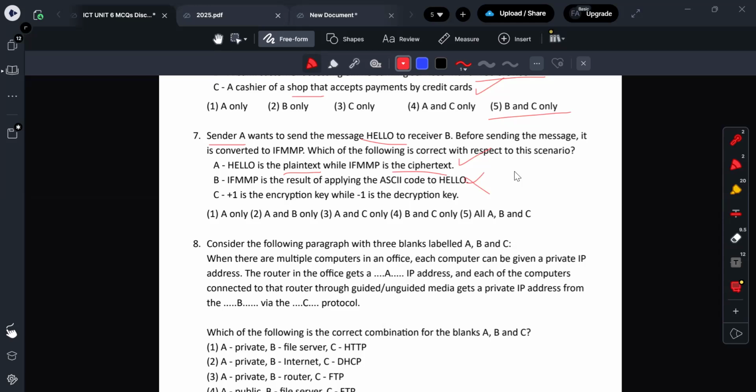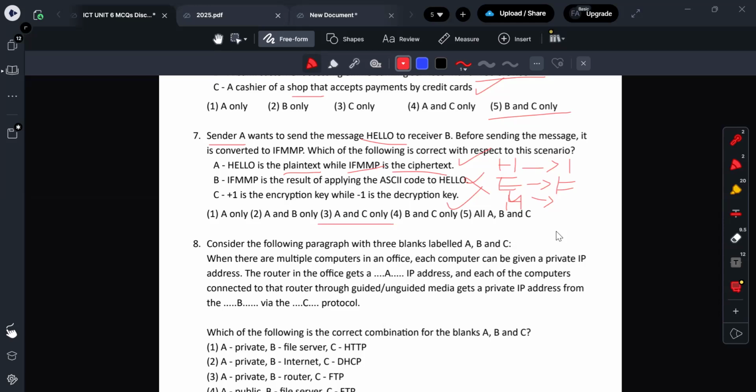And then option C, +1 is the encryption key while -2 is the decryption key. Is this true or false? Correct, +1 encryption is what is happening over here. How? So see, after H, what is the letter? I. And they have used I over here. After E, it is F. After L, it is M. Likewise, after O, it is P. So see, they are using a +1 encryption. Right? After H, they are adding 1, which is I. Got it? So the answer is A and C only.